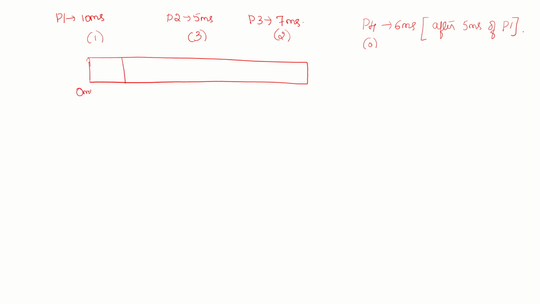At 0 milliseconds, we have to consider the process with the highest priority, that is P1 only. But it executes only for 5 milliseconds. Here they are telling us the highest priority is 0. That priority value is there for P4. It enters with a completion time of 6 milliseconds after 5 milliseconds of P1. So P1 only executes for 5 milliseconds.